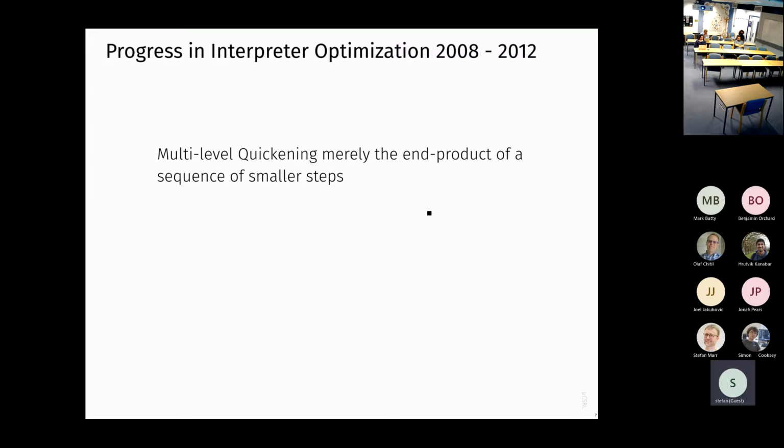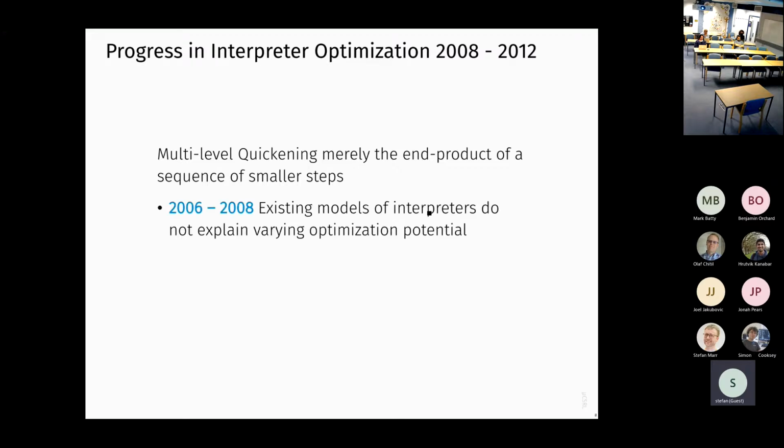Multi-level quickening, the stuff that I'm at core talking about, is merely the end product of a sequence of much smaller steps. The first steps in the 2006 to 2008 timeframe were to realize that the existing models of interpreters did not explain the varying optimization potential. This is something that I needed to wrap my head around because there was some conflicting evidence, and we're going to talk about that later on in detail.